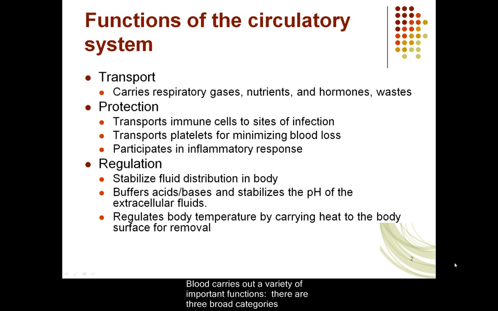Blood carries out a variety of important functions. There are three broad categories: transportation, regulation, and protection, which I will expand upon. Blood transports numerous elements and compounds throughout the body. For example, the erythrocytes, another name for red blood cell, carry oxygen from the lungs to body cells and then transport carbon dioxide from the body cells back to the lungs.